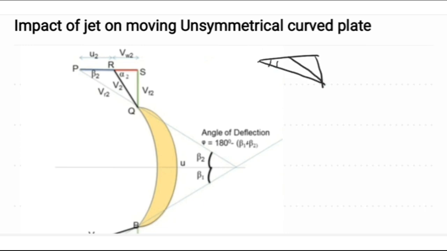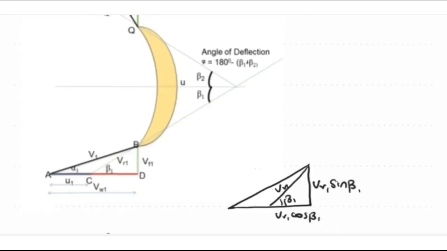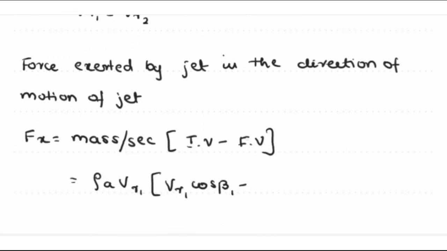If we resolve this into components, this is beta 2 and Vr2, so now this will be Vr2 cos beta 2. You can see the direction is towards the opposite side, so the direction is opposite and that will be minus. Minus is already here, so once again we should write it as minus Vr2 cos beta 2.